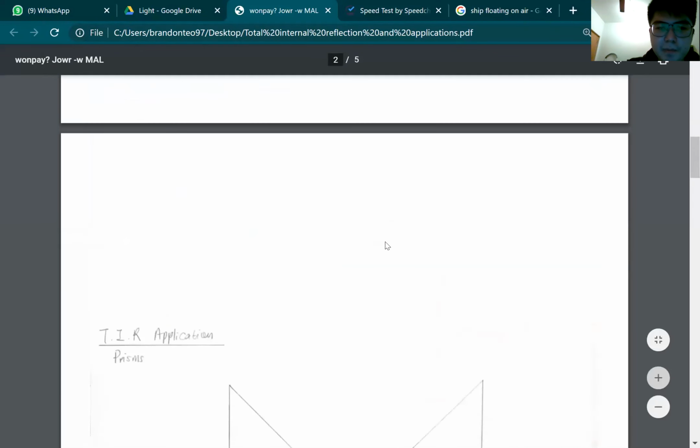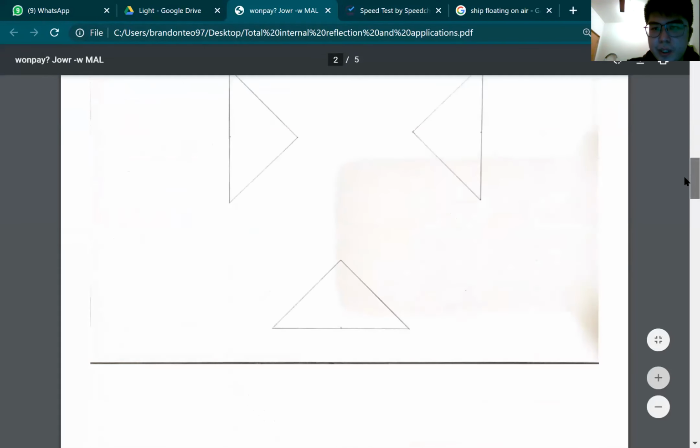Now what I want to talk about is the prism. This one, total internal reflection of a prism. Let me just bring this up. Now let's look at this prism.